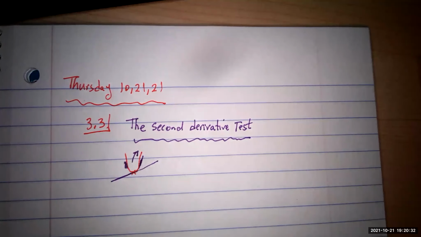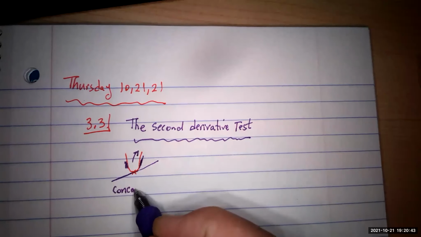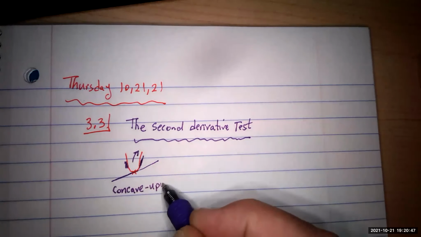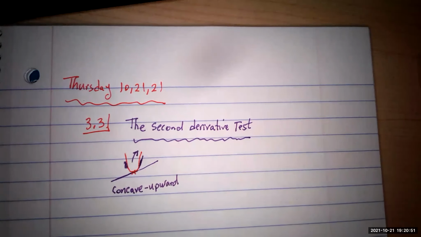If you have a graph of the function with this condition, that the graph is above the tangent line, we say this graph is curving upward, or the other expression is concave upward. So the graph is concave upward if it's always above its tangent line. This is going to be one case.